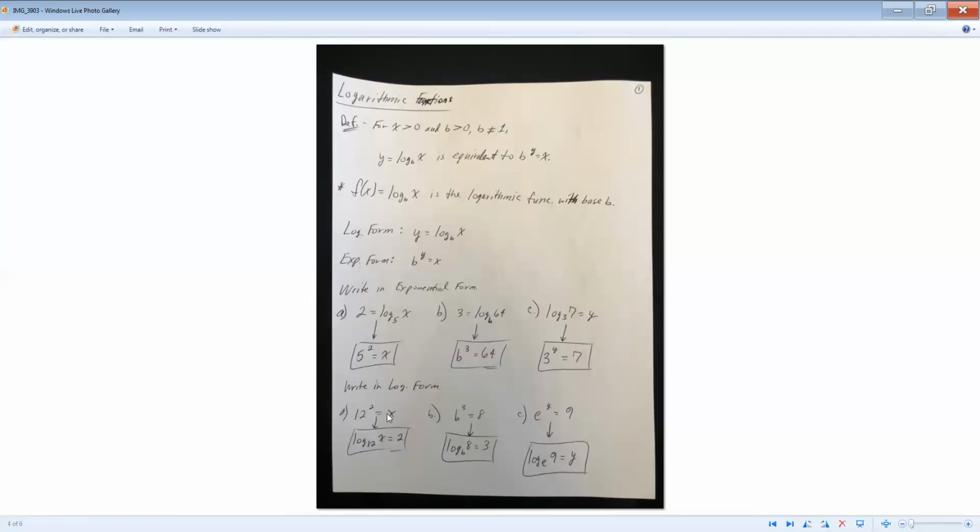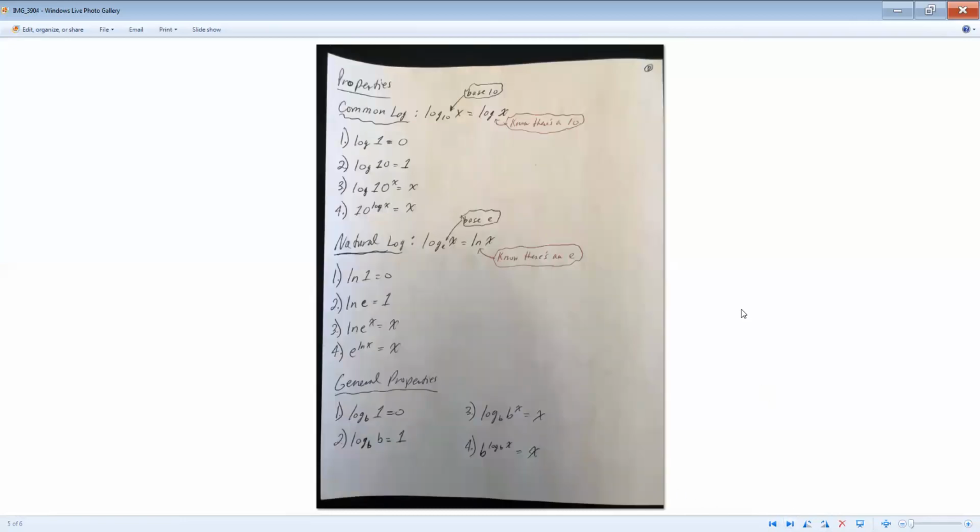I have 12 squared equal to x. So I start off with log base 12, then it's of x equal to 2. Once again, what's next to the 12 in my exponential form should not be next to the 12 in my log form. So b cubed equal to 8, that's log base b of 8 equal to 3. Then e to the y equal to 9, that's log base e of 9 equal to y.